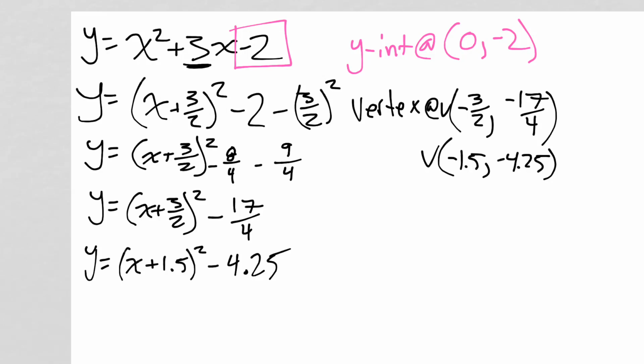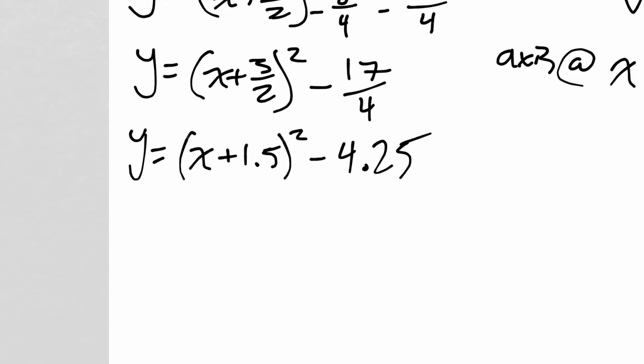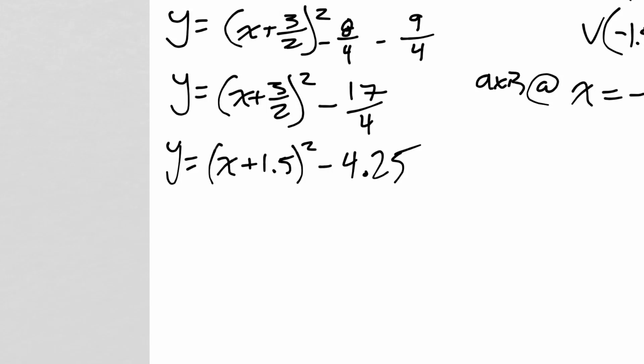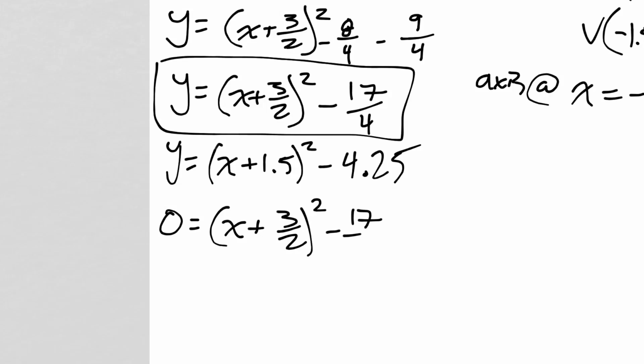All right, what else do we know from this? We know that the axis of symmetry will occur at that same x value. So the axis will occur at x equals -1.5. And let's go ahead and set this equal to 0 and solve it. Now, I'm going to choose to set this equation equal to 0 because, again, it's gross with decimals and it's fine with fractions. So 0 equals (x + 3 halves) squared minus 17/4. Let's add 17/4 to both sides. So 17/4 equals (x + 3 halves) squared.